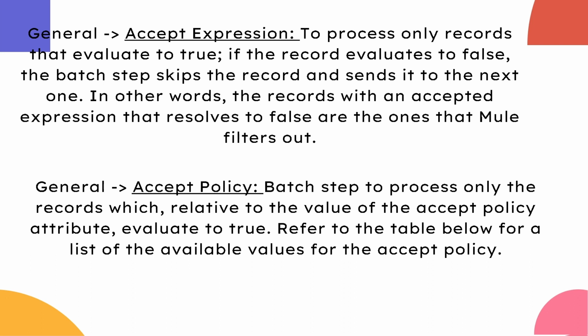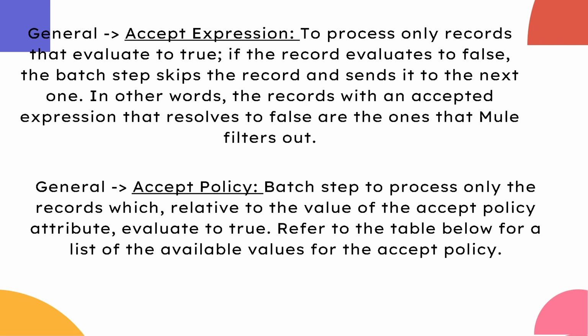From the definition of the accept expression, it is clear. It is written here to process only records that evaluate to true. If the record evaluates to false, the batch step skips that record and sends it to the next one. In other words, the records with an accept expression that resolves to false are the ones that Mule filters out. So it's a kind of filter or condition you want to put at the batch step level to prevent any record from processing, to apply some filter basically.